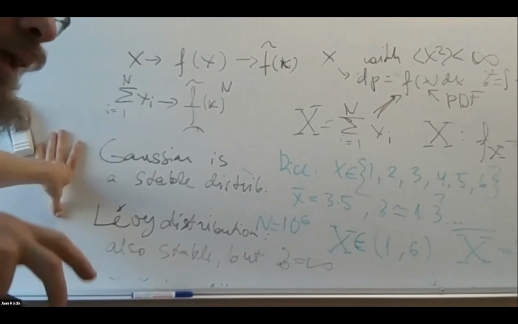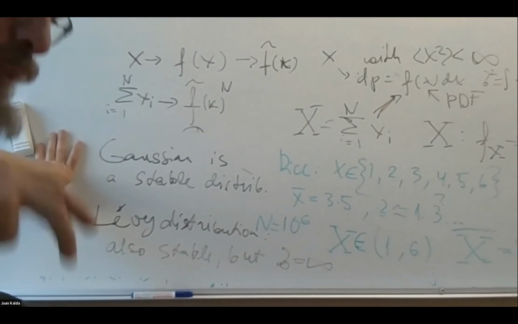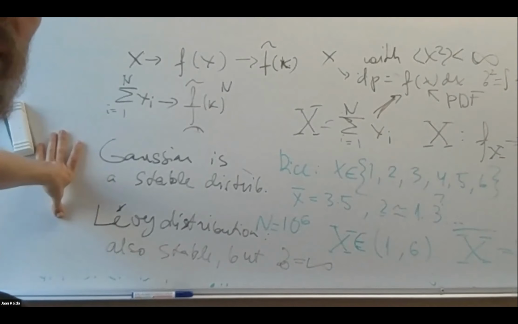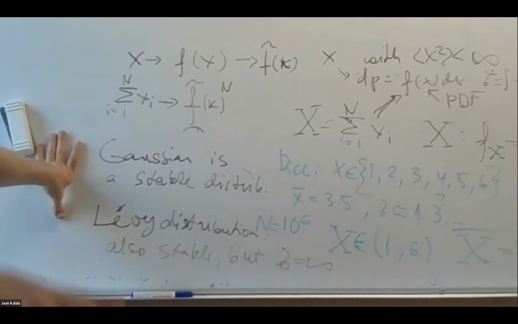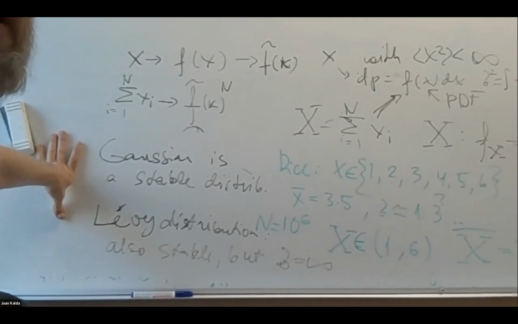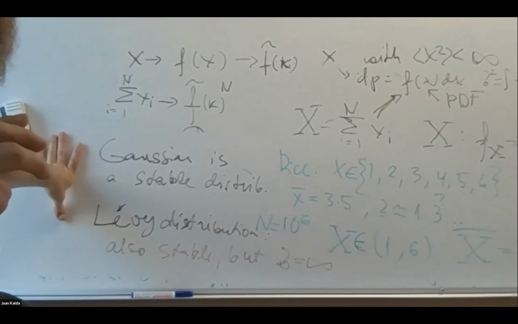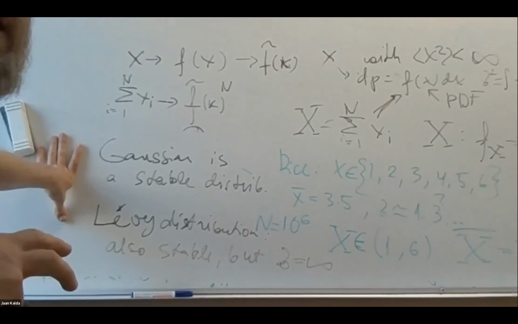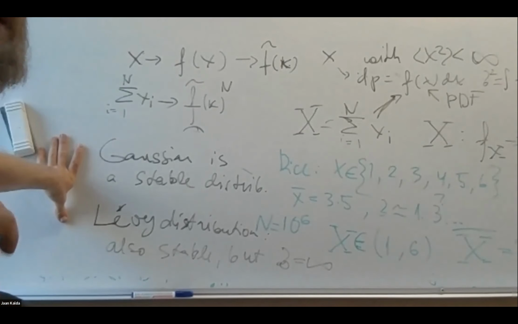So in the class of distribution functions with finite variance, the Gaussian distribution is the only stable distribution. But in the class of possibly infinite variance, there is another class of stable distributions, Levy distributions.